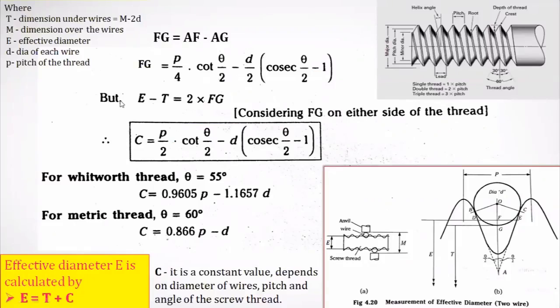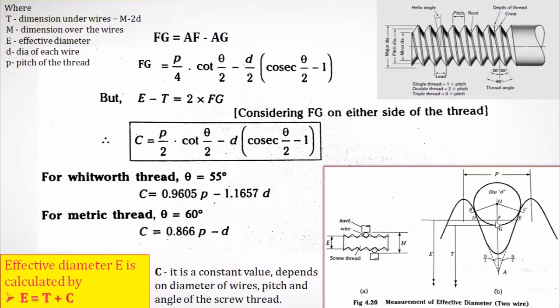So now, E minus T is equal to 2 times the FG. E means effective diameter. T means the dimension under the wires. So E minus T is equal to 2 times the FG. This is another equation you can write now. You can observe the main image. This is E minus T, this distance, right? 2 times, it is FG only.